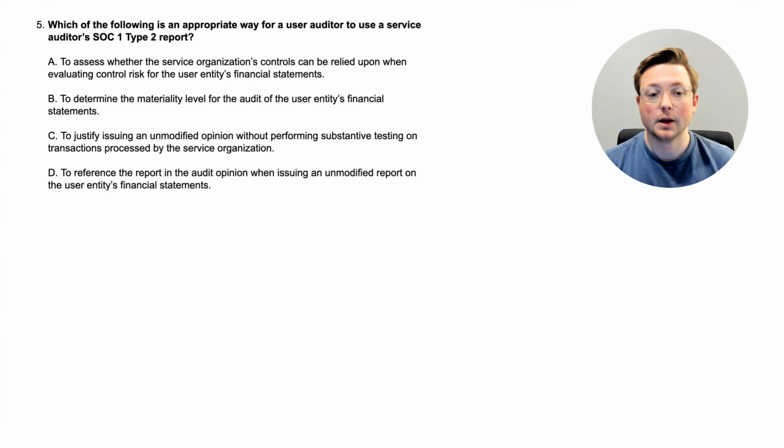Okay, so option C and D are fairly similar there, but which one of these is an appropriate way that the user auditor can use this SOC 1 Type 2 report when they are doing their audit? Pause the video, think through this, and when you're ready to come back, we'll look at the answer together.